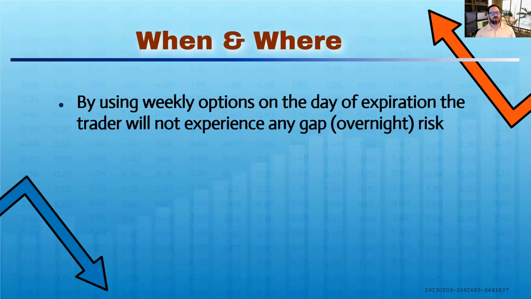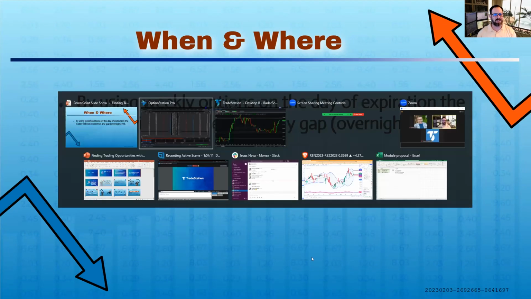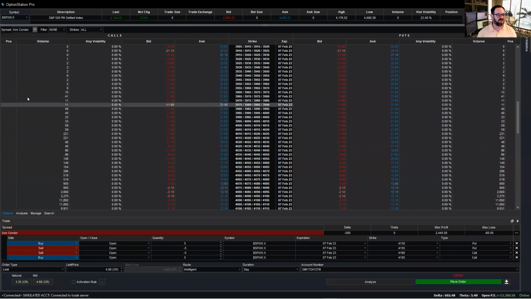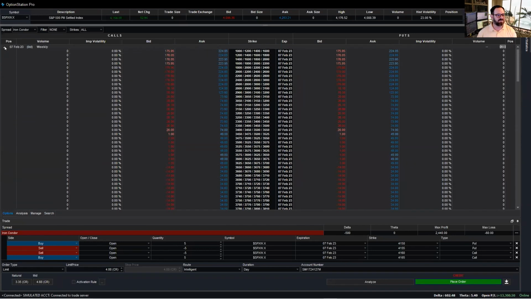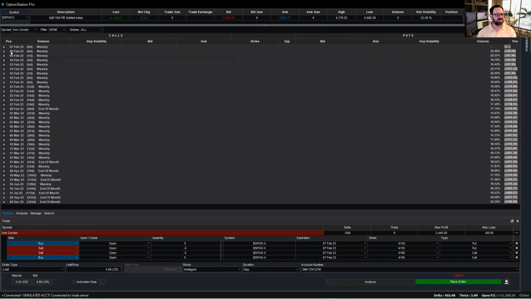So when and where? Well, if you do options on the day of expiration, you knock out all the overnight risk, right? Why would I want to deal with overnight risk when I don't have to? There are options, as you saw, that expire every single day. Let's keep it on iron condor. We can see we have the 7th, 8th, 9th, 10th, 13th, 14th, 15th, and so on. So we can trade options that settle that same day rather than having to worry about overnight. The advantage is zero overnight risk. The disadvantage is you don't get as much premium.